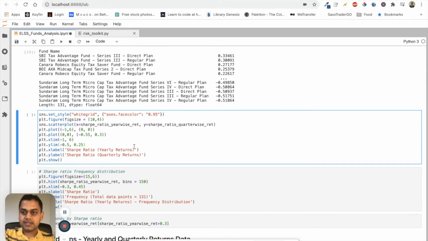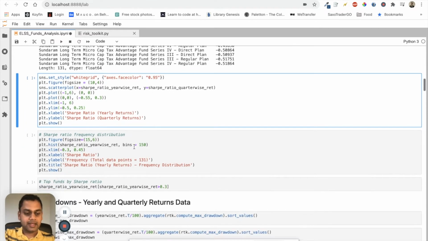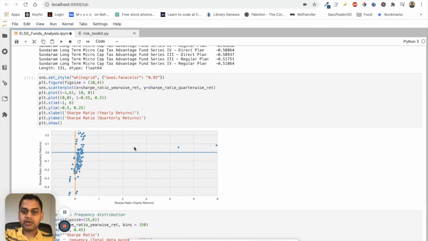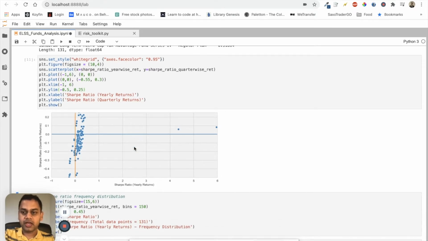What we do next is we'll do a quick plot to see how Sharpe ratios compare based on yearly returns as well as quarterly returns. Anything that's negative, which is in this zone, has returned negative Sharpe ratio both on yearly and quarterly, these are terrible funds. Anything that's below this line has negative Sharpe ratio on a quarterly basis. And anything in this quadrant here has returned positive Sharpe ratio on both yearly and quarterly returns.